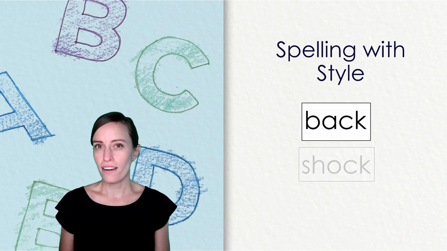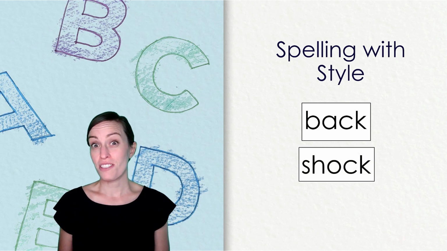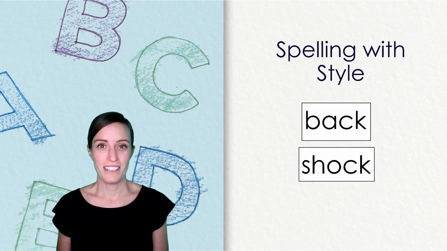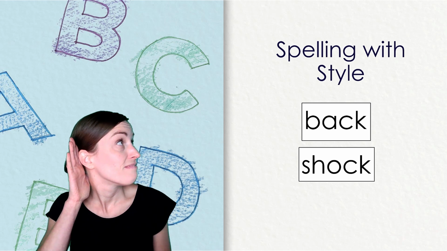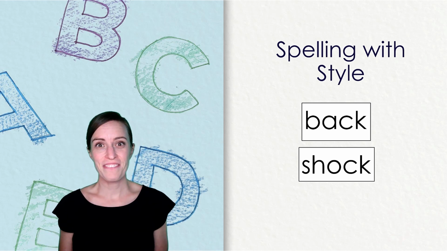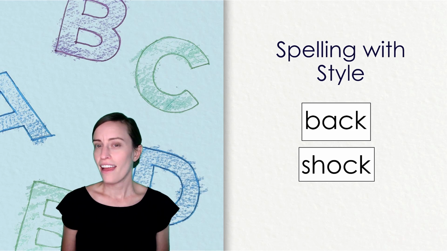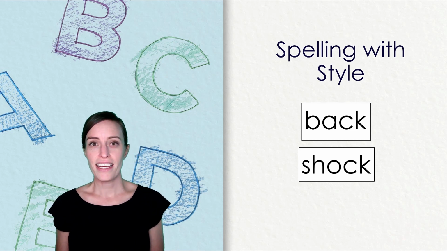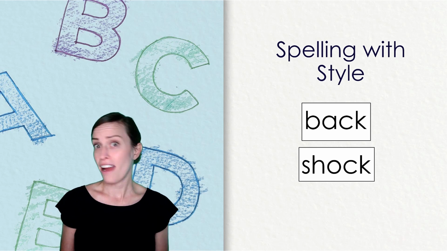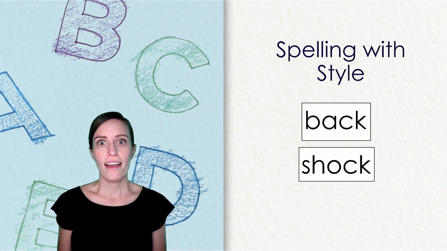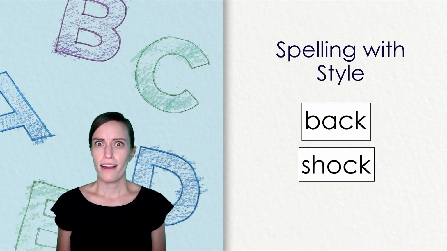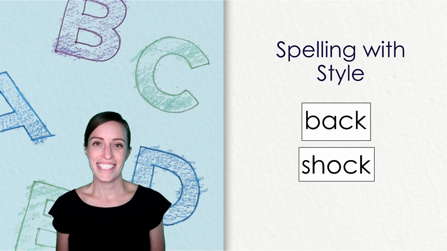Here is our next word. And you can choose a style and I'll listen to you spell it. Go ahead. That word, S-H-O-C-K, spells shock. That has the digraph SH at the beginning and the digraph CK at the end. Great work spelling with style.